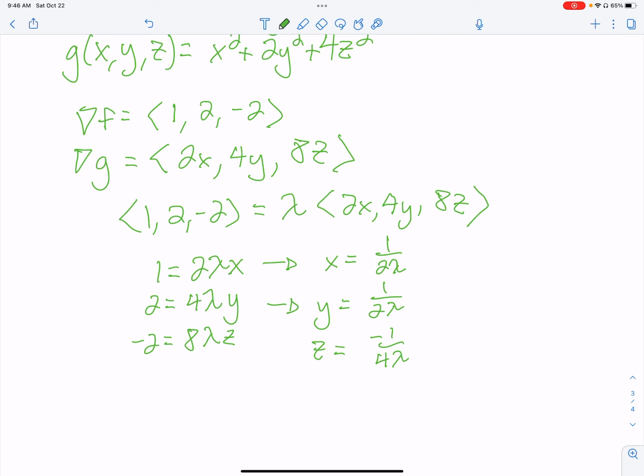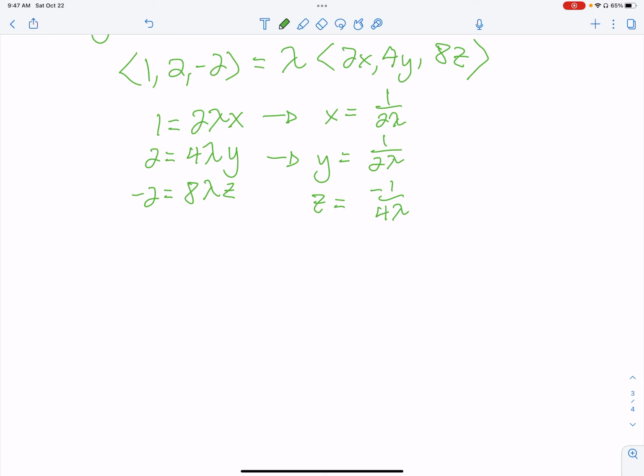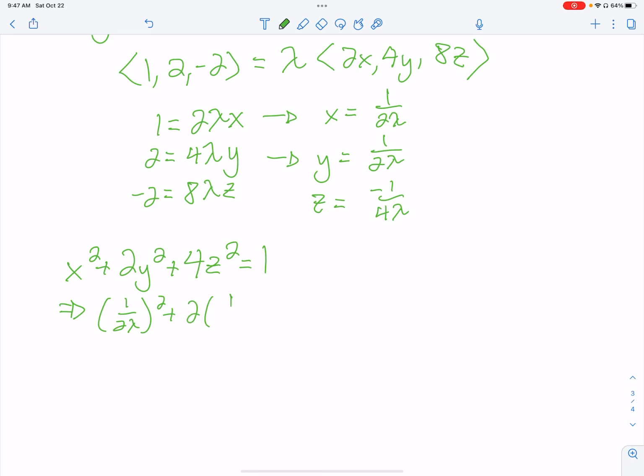We approach this the same way. I take my constraint equation because that's what's going to define the x, y, and z for me. They have to be in that curve. So I take x squared plus 2y squared plus 4z squared equals 1. That's my original problem, and I'm going to plug all that in. So I got (1 over 2 lambda) squared plus 2 times (1 over 2 lambda) squared plus 4 times (-1 over 4 lambda) squared equals 1.